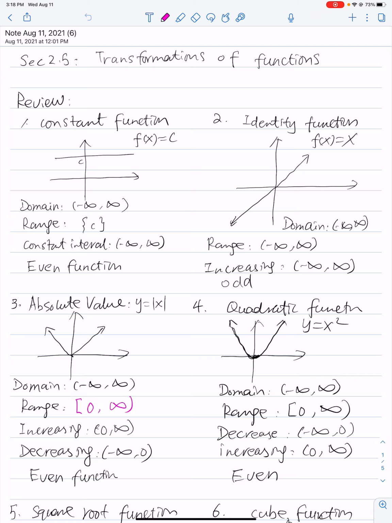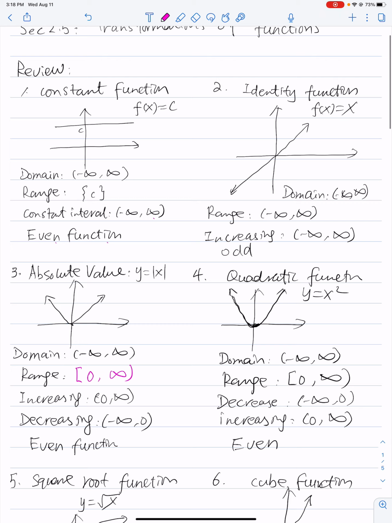What will be the constant interval? Negative infinity to infinity. And the constant function is what? Even, because it's symmetric to the y-axis. You fold it, it's a line. Identity function, so f(x) equals x, that is a line. What is the domain? Negative infinity to infinity.